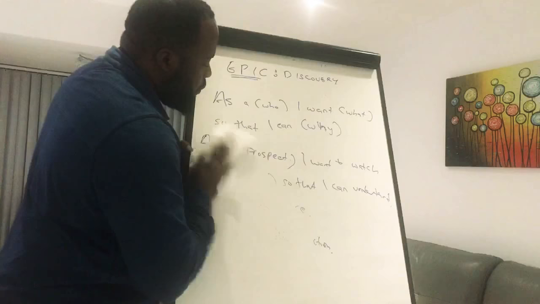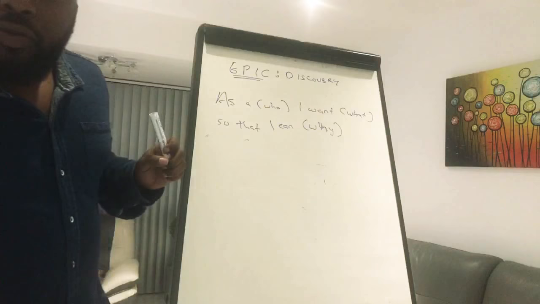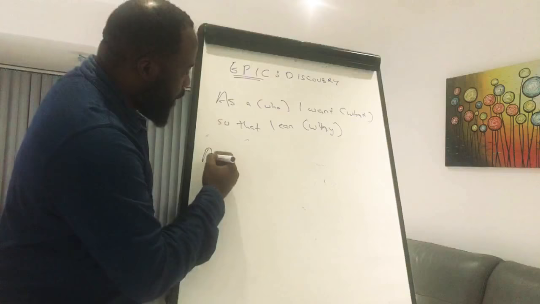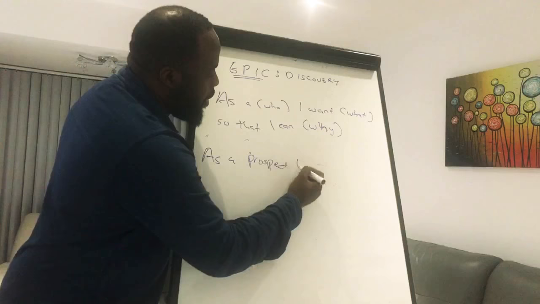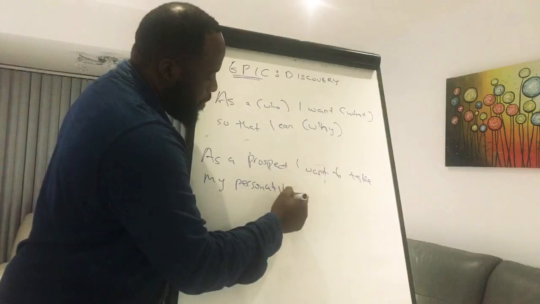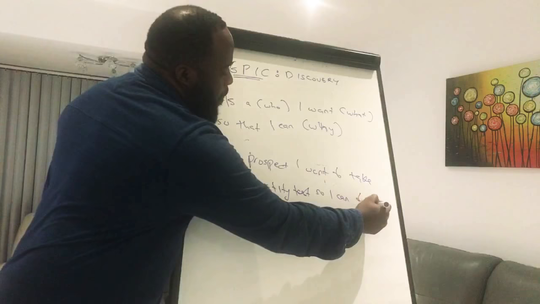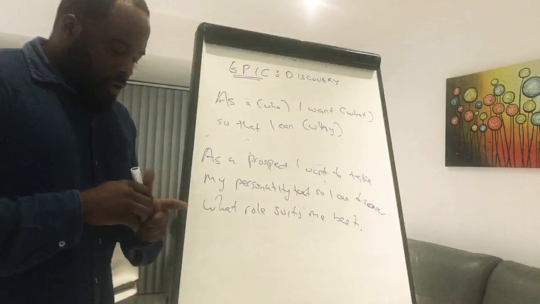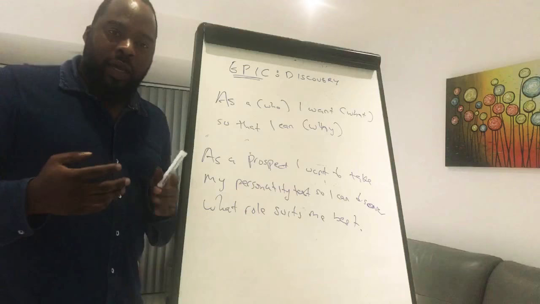All right, okay. Now, for the next user story, this is where this becomes very important. I've watched the video, I now know exactly what the roles are. I want to take a personality test. I want to discover what role suits me best. As a prospect, I want to take my personality test, so I can discover what role suits me best. Okay, so that is the story. Is that in agreement with the client and what they want? Yes. Is that important to them? Yes. Okay, good. So what happens next?